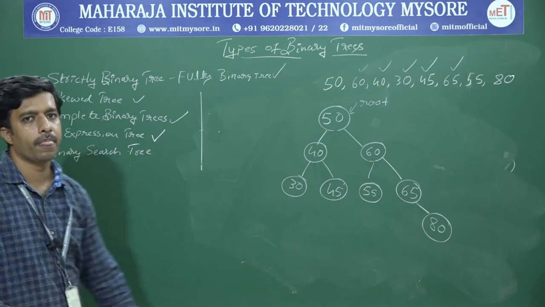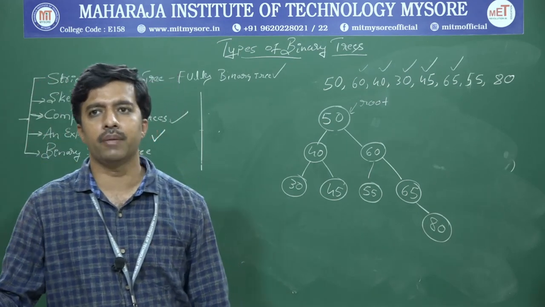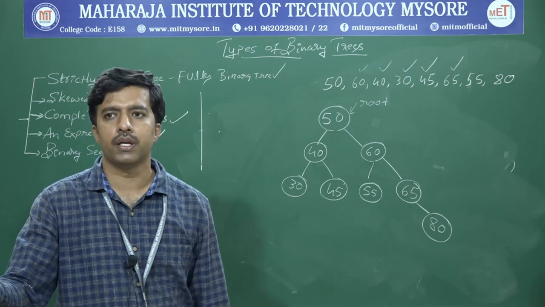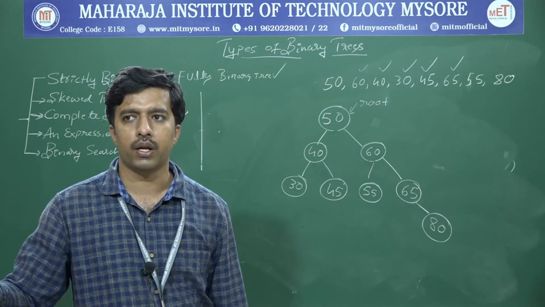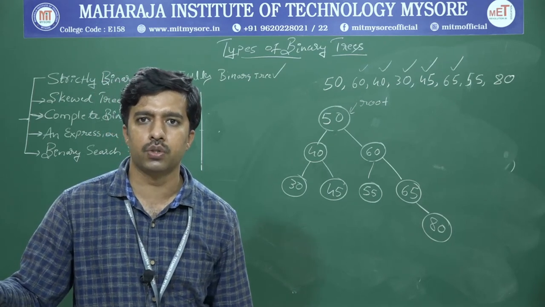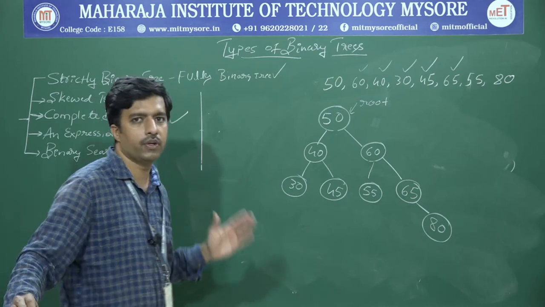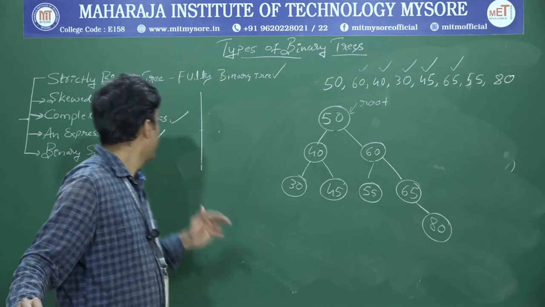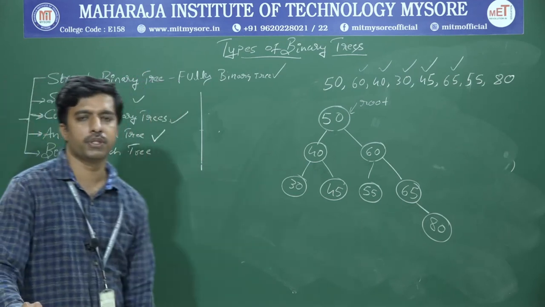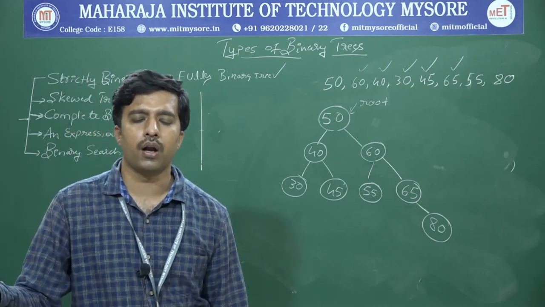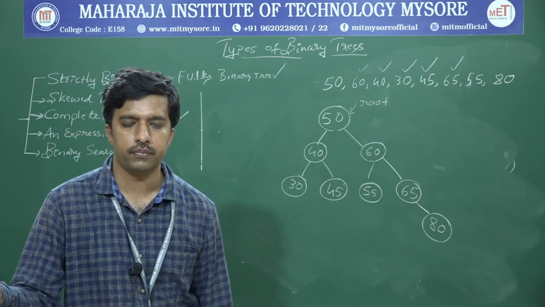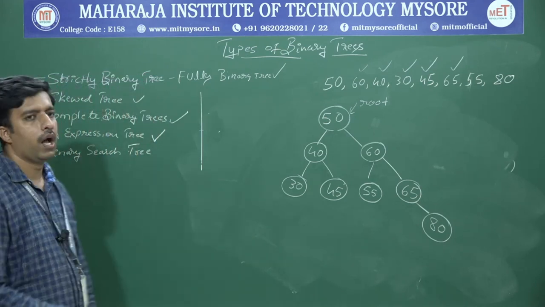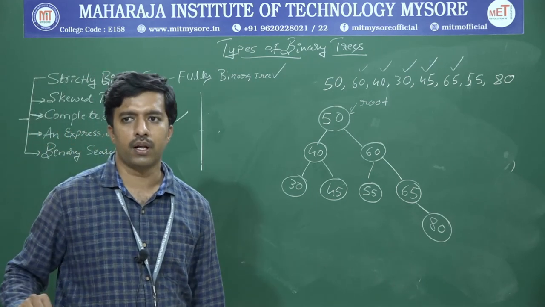Next one is complete binary tree. A complete binary tree is a binary tree in which every level is filled with all the values except the last level. The last level should be filled from left to right. Next one is an expression tree. In the expression tree, the leaf nodes are operands, and the in-between nodes are called operators.